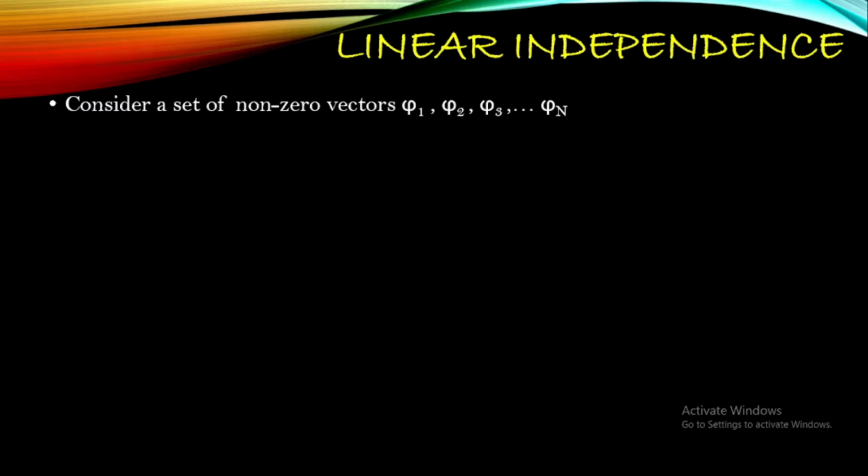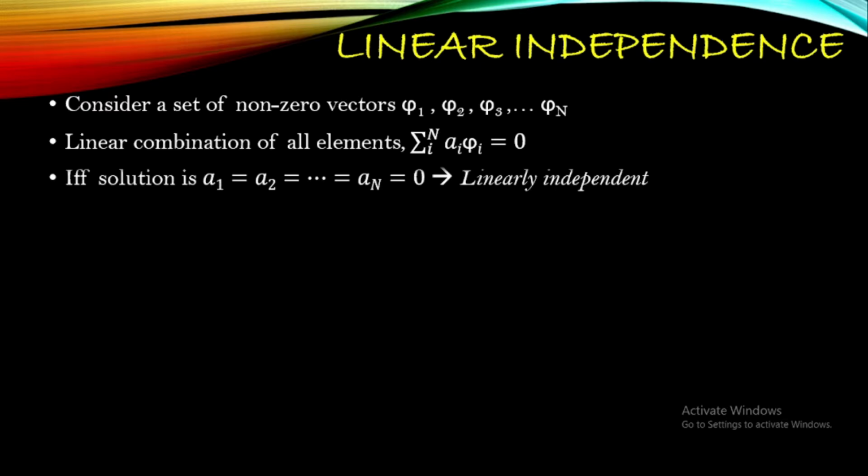For that, let us consider a set of non-zero vectors phi1, phi2, phi3 so on up to phi(n). We can write the linear combination of all elements as summation over i from 1 to n of a_i phi_i equals 0. When we have a set of non-zero vectors phi1, phi2 so on up to phi(n), it is said to be linearly independent if and only if the solution of this equation is a1 equal to a2 equal to a3 so on up to an equals 0.